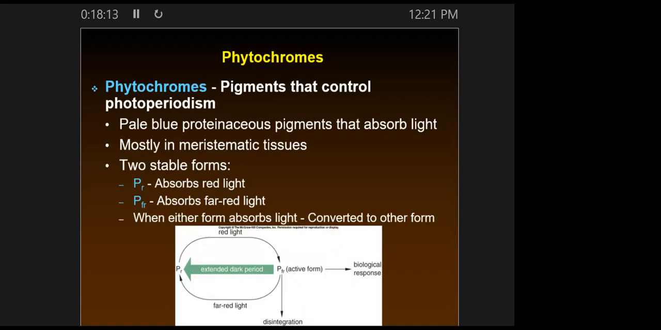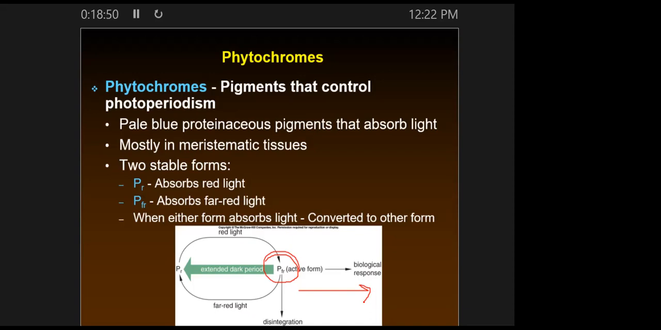So this picture on the bottom is trying to demonstrate this idea, where on the left you have the P sub R. That's the phytochrome pigment in the P sub R shape. You shine red light on that, and it shifts into the PFR form. And then you see this arrow off that says biological response. Hold that thought, I'll come back to that.